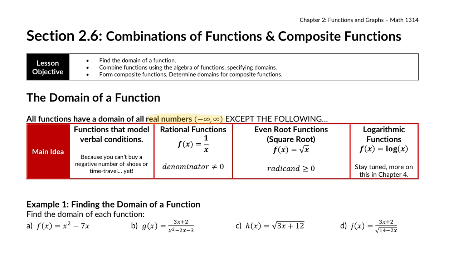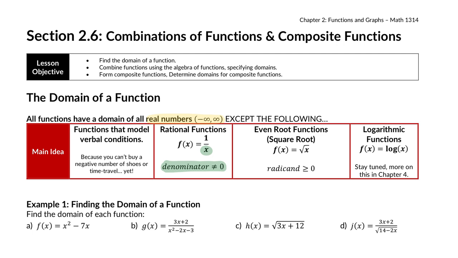The second type of restriction on a domain is for our rational functions. We talked about this in chapter 1, that if there's an x in the denominator, that denominator is not allowed to be equal to 0 because it would make the function undefined. So when we're restricting domains, you just have to throw away any numbers that make the denominator of that function zero.